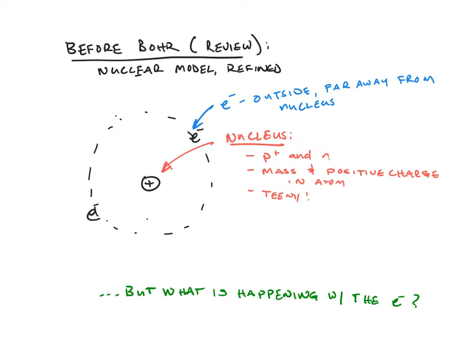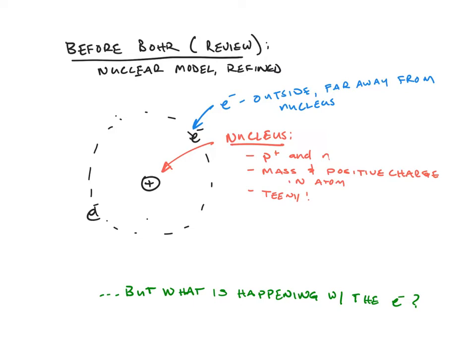Before Bohr, remember that we've been working with this idea of a nuclear model where we have the nucleus in the center, which we now know contains protons and neutrons, and is the mass and the positive charge of the atom. And remember that that nucleus is teeny, teeny, tiny relative to the size of the atom. The atom is mostly empty space. And remember that those electrons that we know exist, negatively charged, tiny particles, have very little mass relative to the size of the nucleus, and that they are really, really far away from that nucleus, like 5 orders of magnitude far away compared to the size of the nucleus itself. So they're really far away, and they're on the outside.